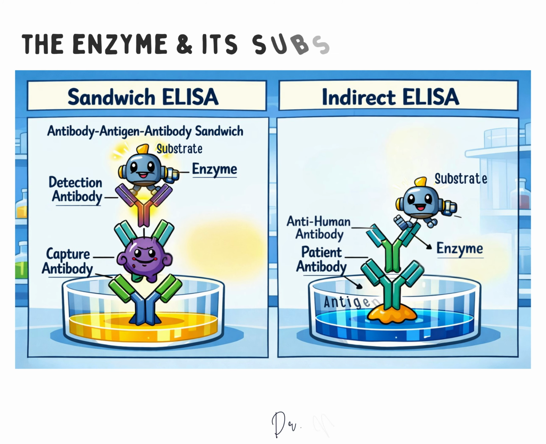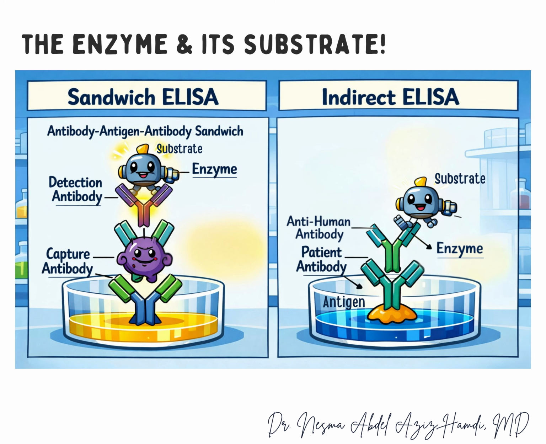We'll now discuss the labeled antibody systems, including the enzyme-linked immunosorbent assay, or ELISA, immunofluorescence, and radioimmunoassay. We'll start with ELISA, where enzyme-labeled antibodies transform invisible antigen-antibody binding into a measurable color signal. In the sandwich ELISA, a capture antibody is first bound to the plate and traps the target antigen from the sample. Then a second enzyme-linked detection antibody binds to a different epitope on the same antigen, forming an antibody-antigen-antibody sandwich, and when the substrate is added, a color develops.